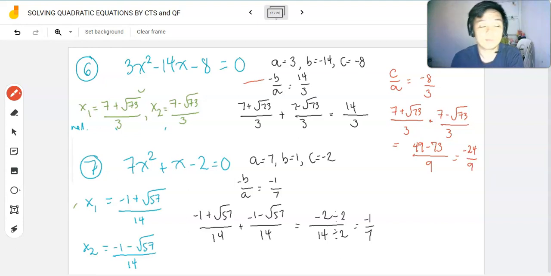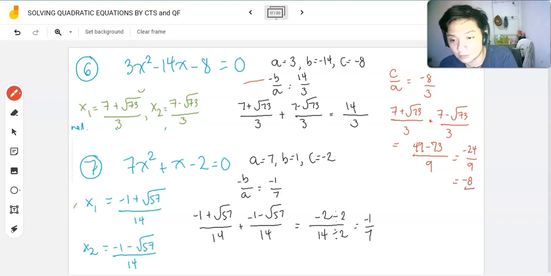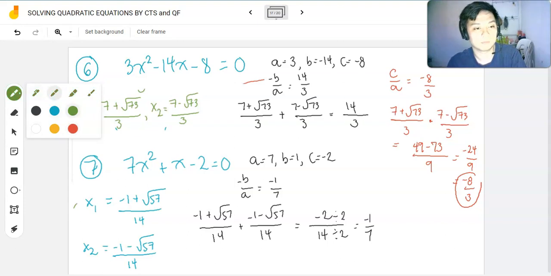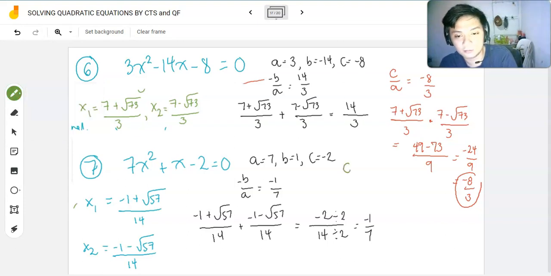And we can simplify this by dividing both numbers by 3. So, negative 24 divided by 3 is negative 8. 9 divided by 3 is 3. So, yes, we got the same, negative 8/3 then. In number 7 naman, ang c dito is negative 2 and then yung a is 7. Meaning the product of the roots should be negative 2 over 7.